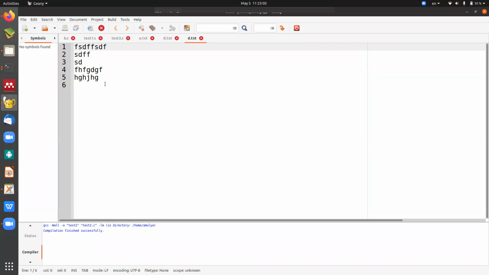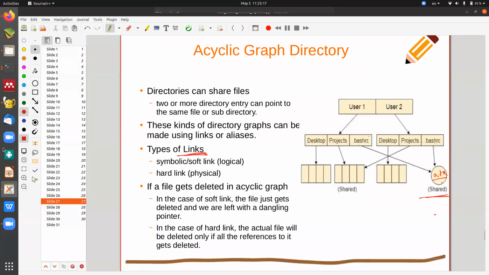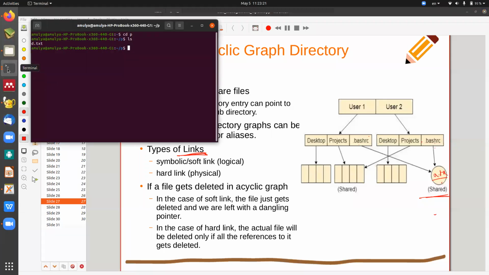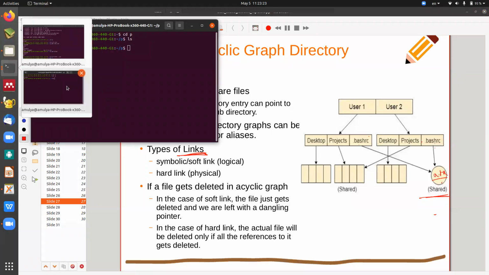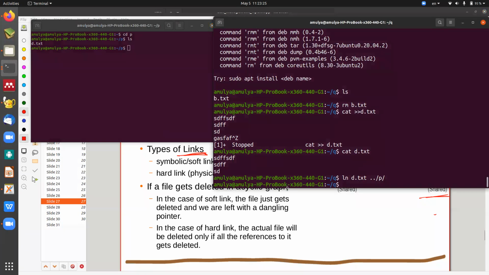Now the question comes, how are they doing these things? How will the same file be maintained? That is done by a hard link and soft link. And whatever the command I have written here, that is basically called a hard link. Then what is the hard link and how does the hard link work here? Okay, just look into it.